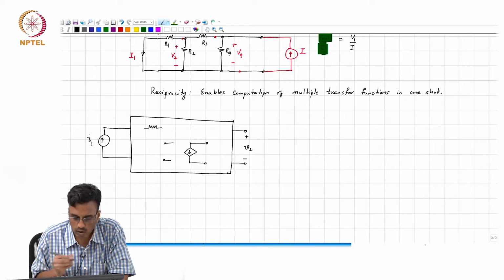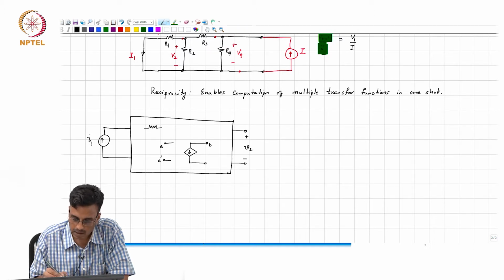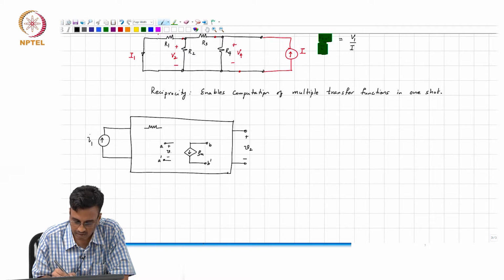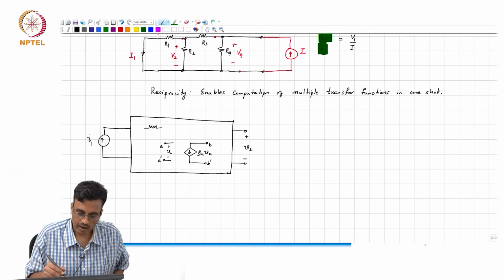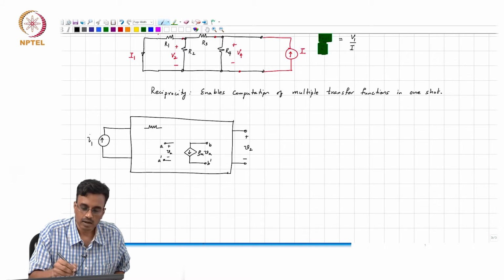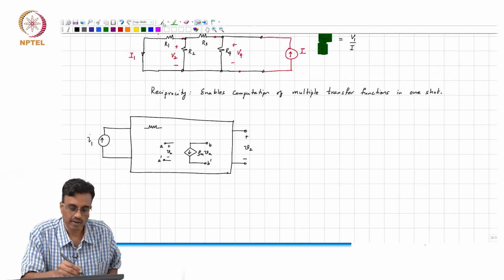So let's say you have a voltage controlled current source. Let's call this A prime, B prime, and this is GM times VA. All right. So this is our network N.